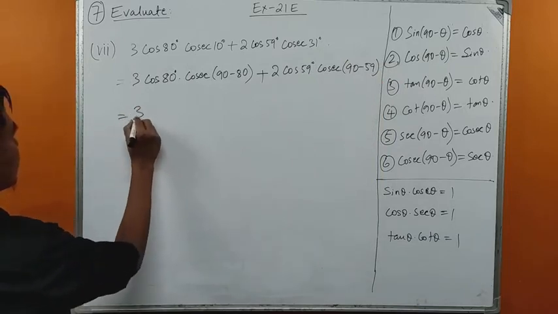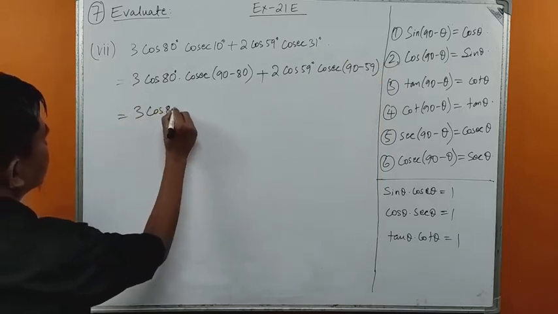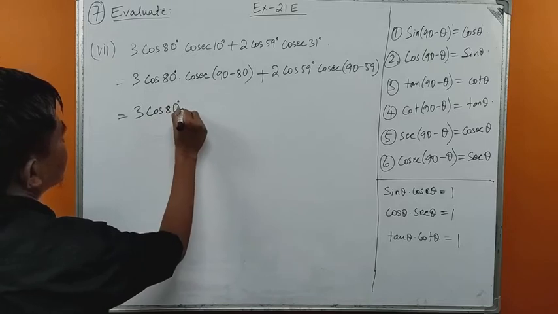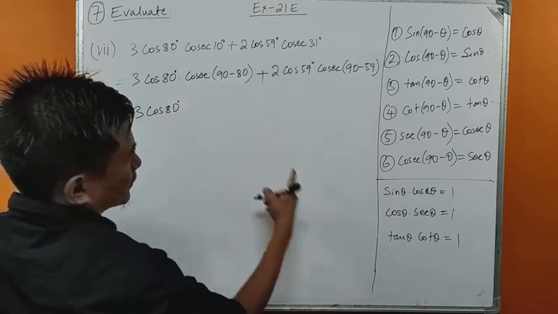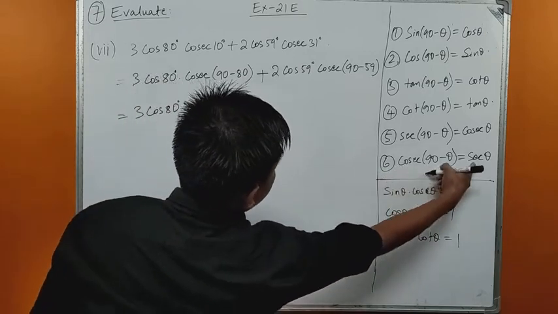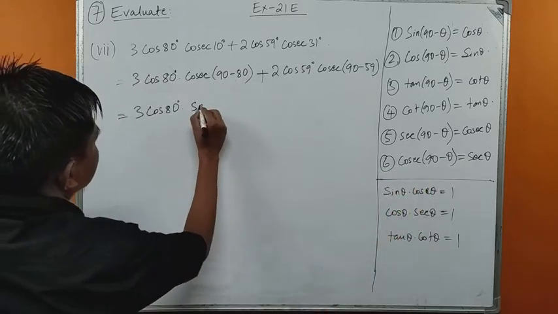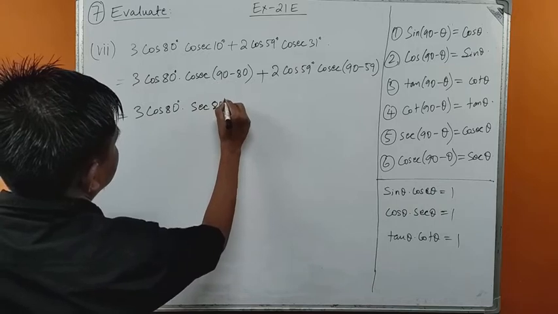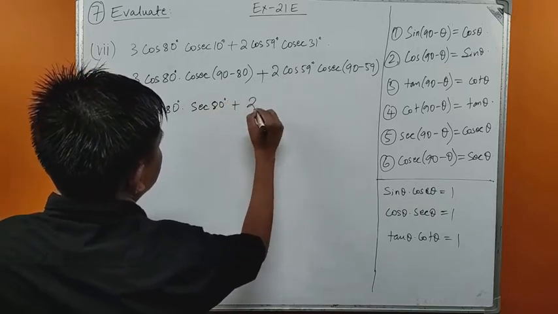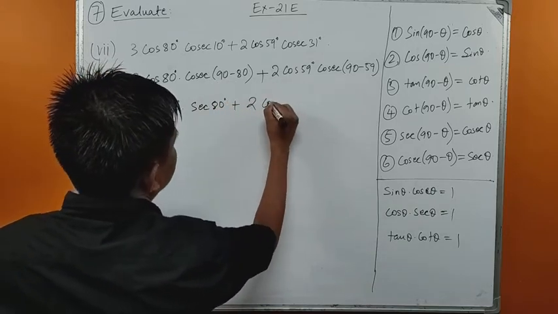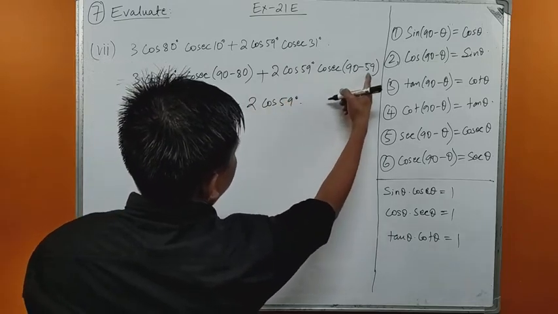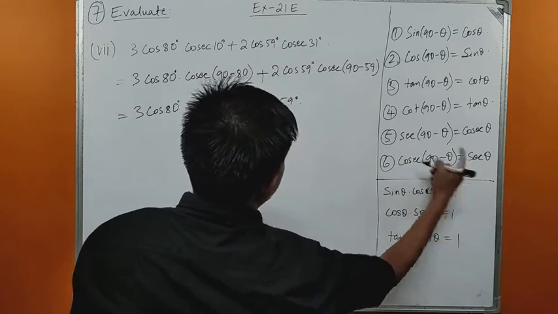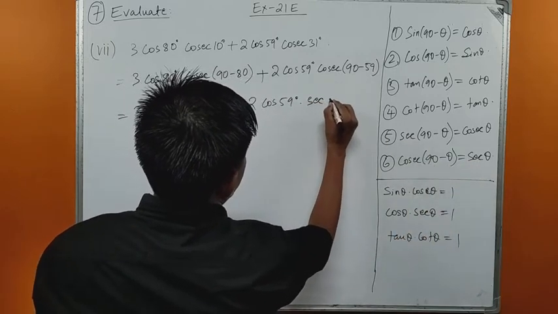So this is 3 cos 80 degree into cosec 90 minus theta. Cosec 90 minus theta is sec theta, isn't it? So sec 80 degree plus this 2 cos 59 degree into cosec 90 minus theta, which is sec theta, sec 59.